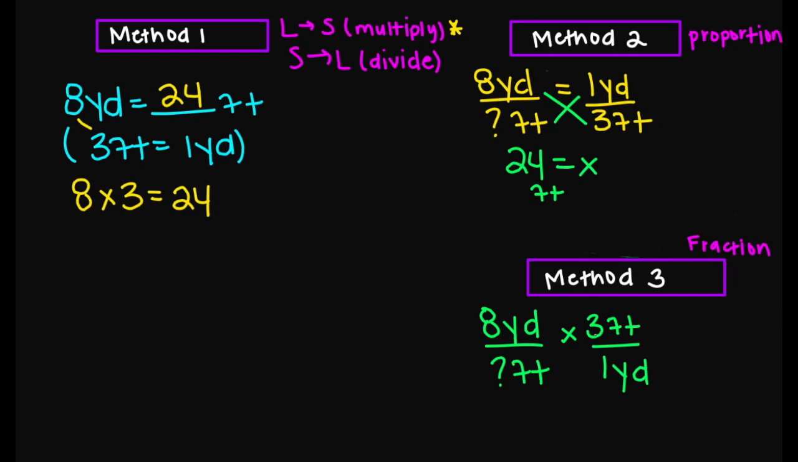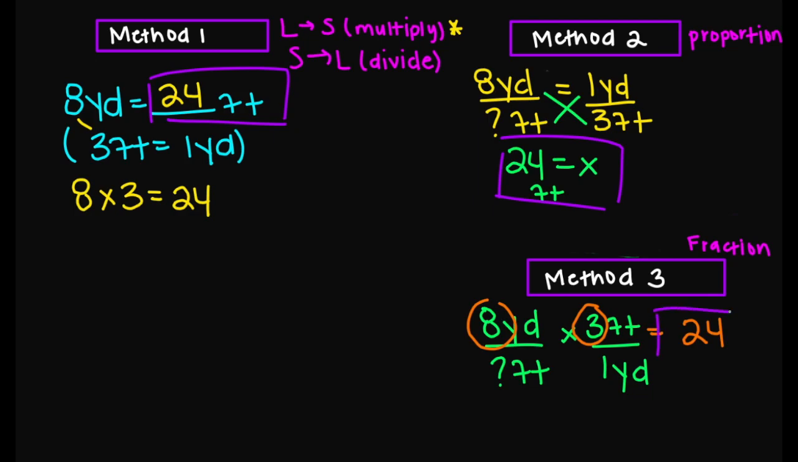Now I'm going to multiply across. So we have 8 times 3. This is just going to equal 24. And then that's just going to be over 1. So your final answer here again is also 24. So if you do all 3 methods for this, you're going to get 24 feet as your answer.